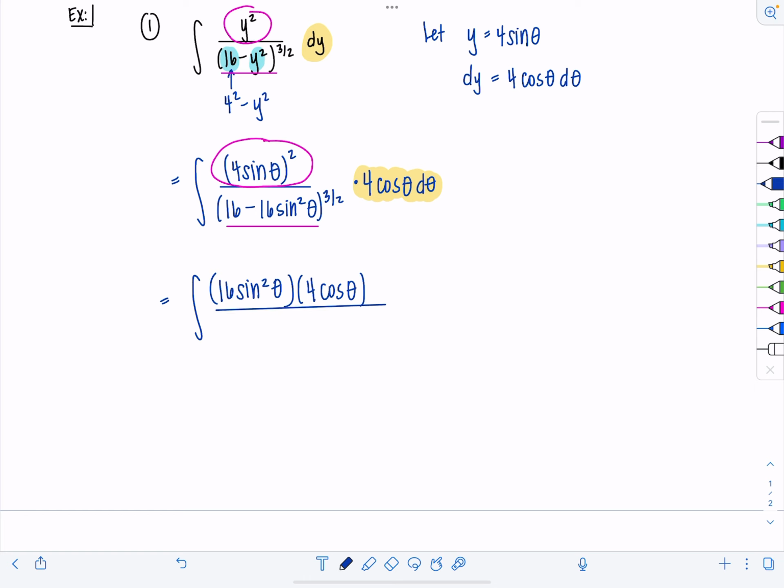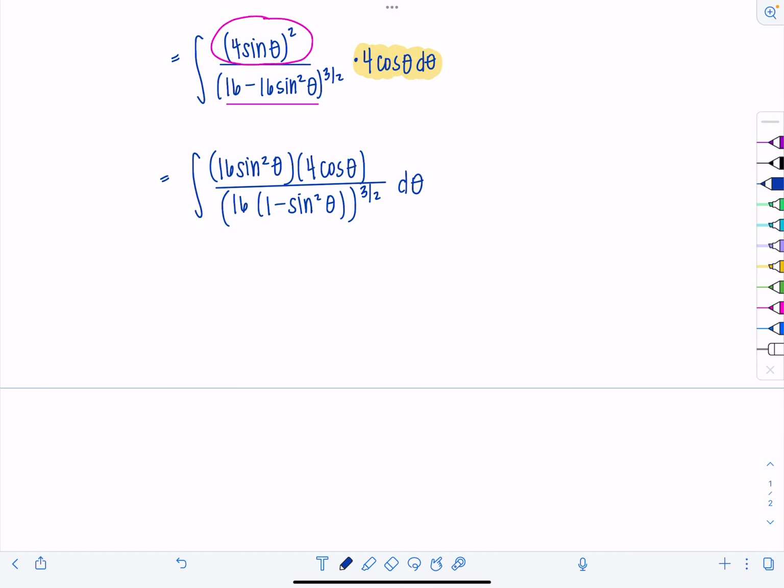So the whole point of making the substitution is because of the lovely identity we get to use right now. I'm going to factor out that 16, and then I have 1 minus sine squared theta, and all of this is raised to the 3/2 power. And never forget your d theta. Okay, looks good. The whole point now is that I can replace 1 minus sine squared with what? Very good. That's cosine squared theta.